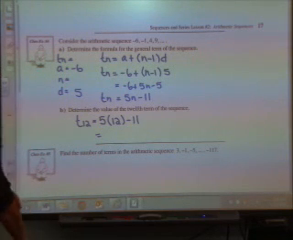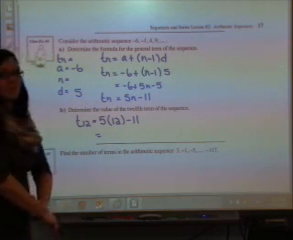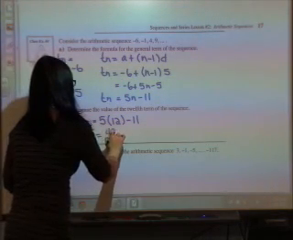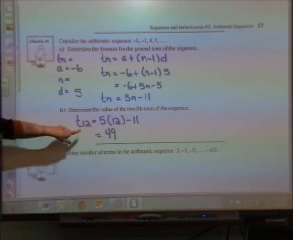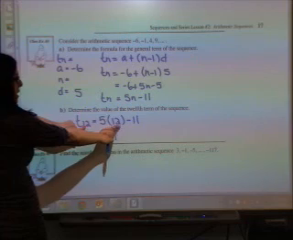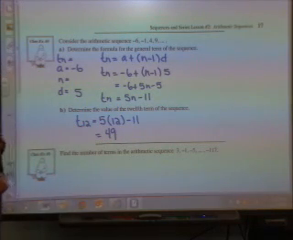And what is 5 times 12 minus 11? 49. If you notice, the 2 n's here match up. The T of n, n is 12, n is 12.